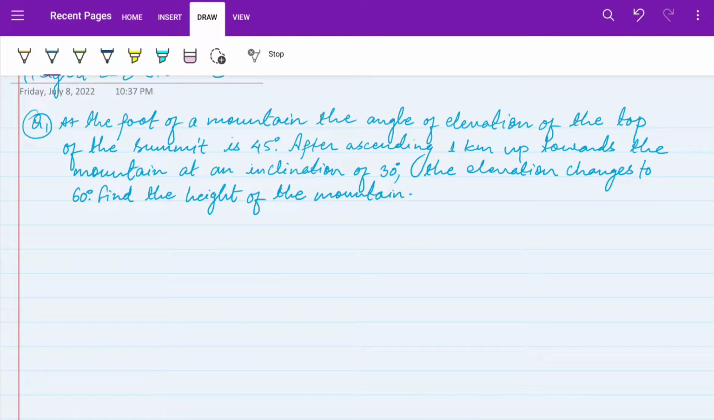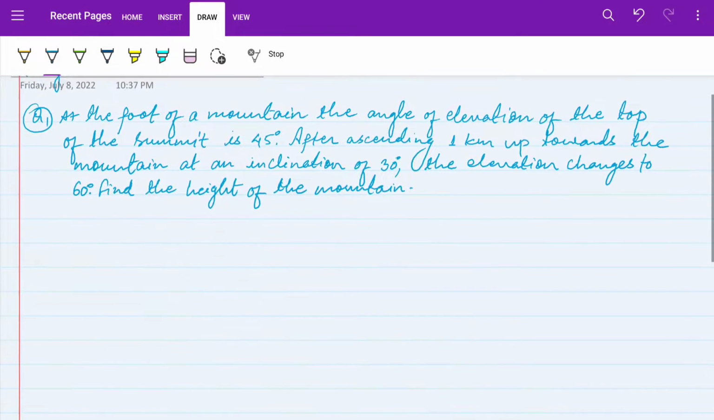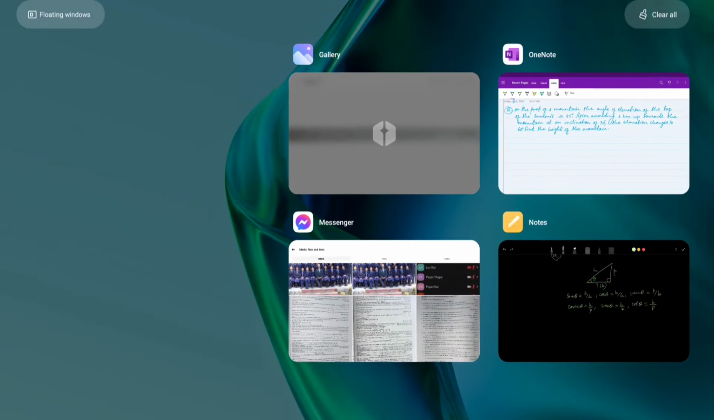We are talking about a mountain, but what we'll do here is make triangles out of it. We consider the mountain as standing erect at 90 degrees with the surface of the earth. Similarly, for other problems dealing with buildings and poles, all these physical structures stand erect at 90 degrees with the horizontal surface of the earth. So before going into this, first let's understand what angle of elevation and angle of depression are.